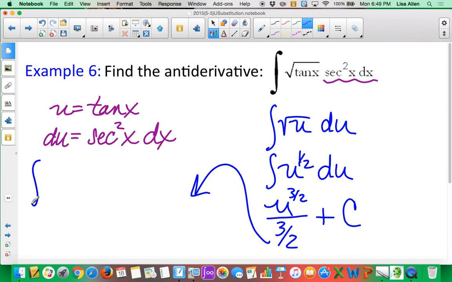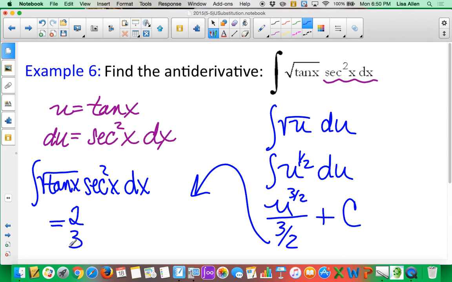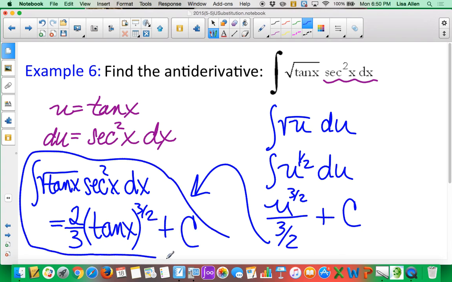We'll say the integral of the square root of tan x secant squared x dx is then equal to, I'm going to put the 2/3, remember you multiply by the reciprocal, so you divide by 3/2, you multiply then by 2/3. I'm going to put in brackets, and u is tan x, so I'm going to put tan x to the 3/2 power plus c to get our final answer.